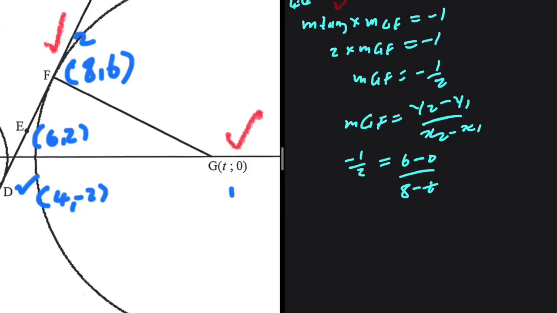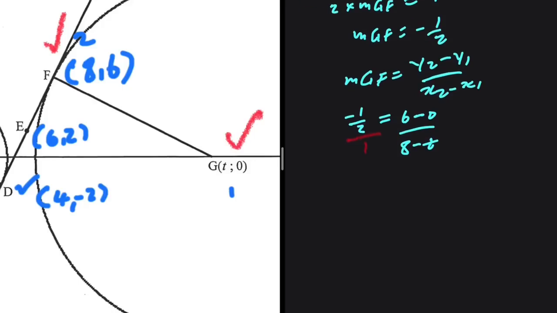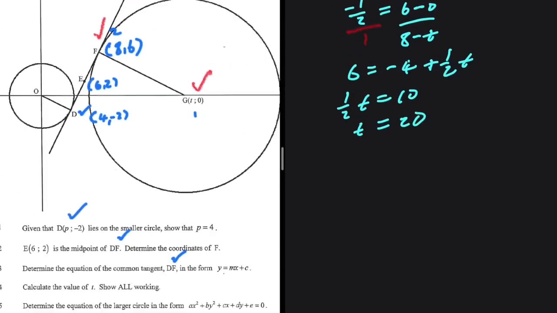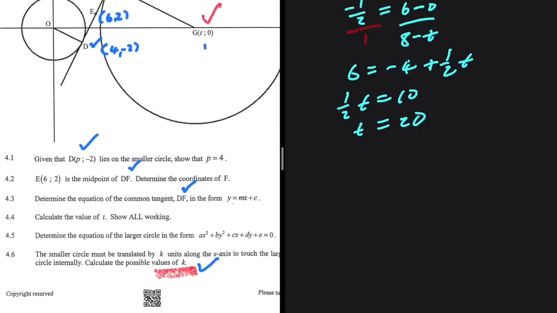Let's go ahead and cross multiply. I'm taking minus 1 divided by 2 as one number, so that is how I'm cross multiplying. When I do that, I'm going to have 6 being equal to minus 4 plus a half t. If I take minus 4 to the other side, a half t is equal to 10. So t is equal to 20. Okay, so there we go. We have the value of t. That is 4.4.